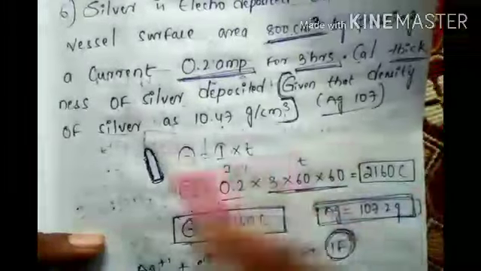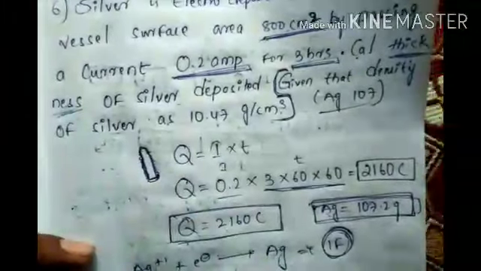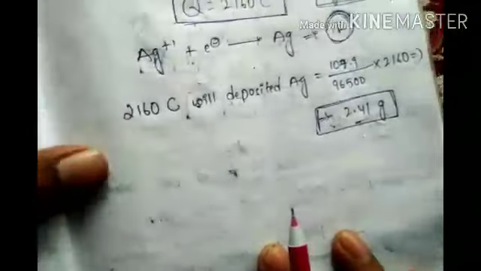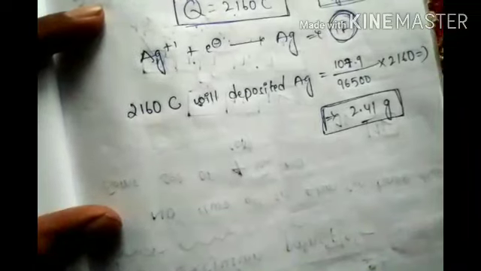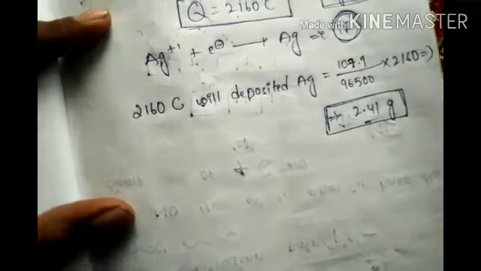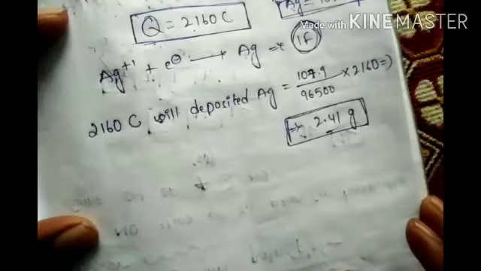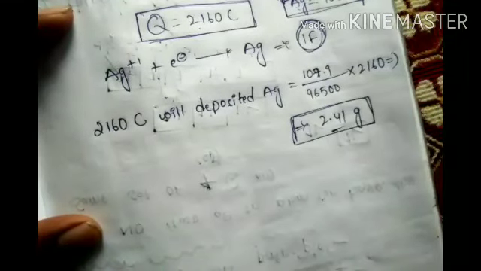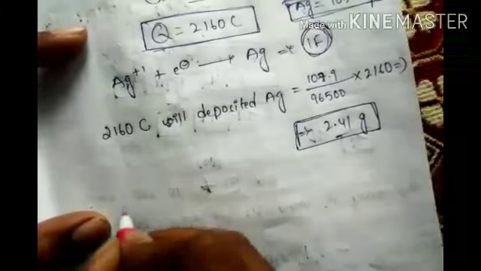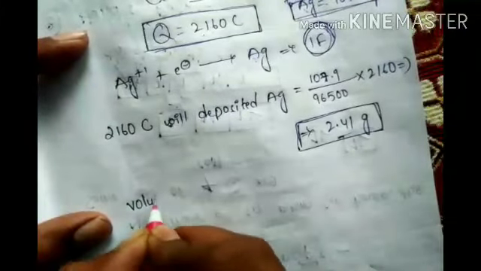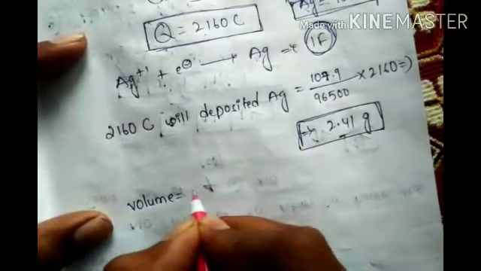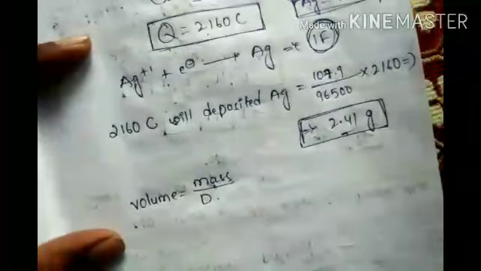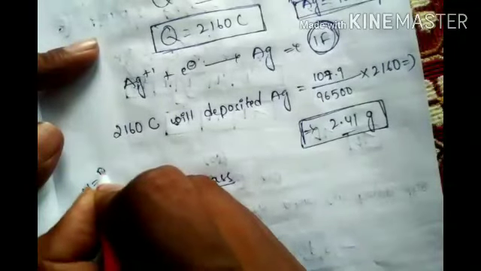Calculate the thickness. Thickness of silver deposited. Now if you want to know the thickness, how much surface is there, we have to find out. If you want to find out the surface, you have to find out the area. If you want to find out the area, you have to find out the volume. So volume you have to find out. Volume equals mass by density. Simply V = M/D.